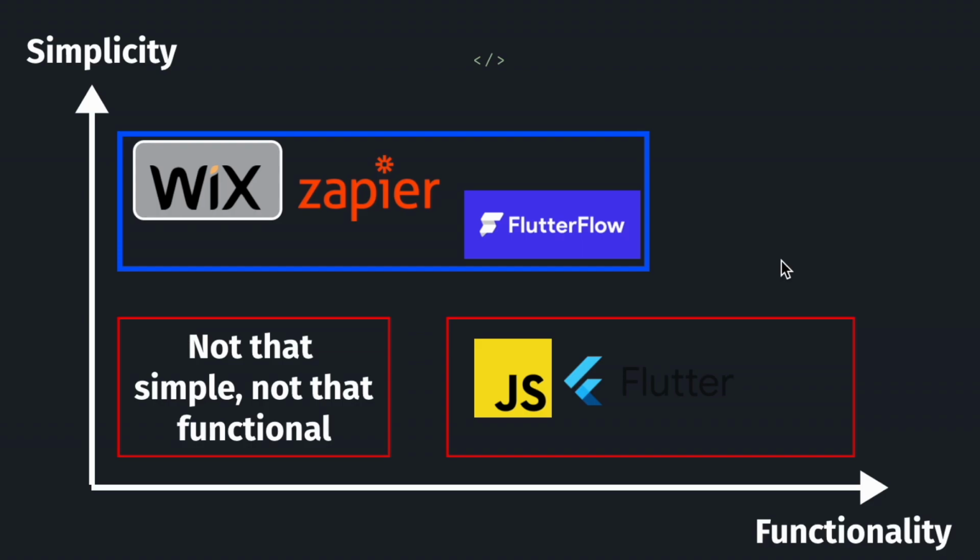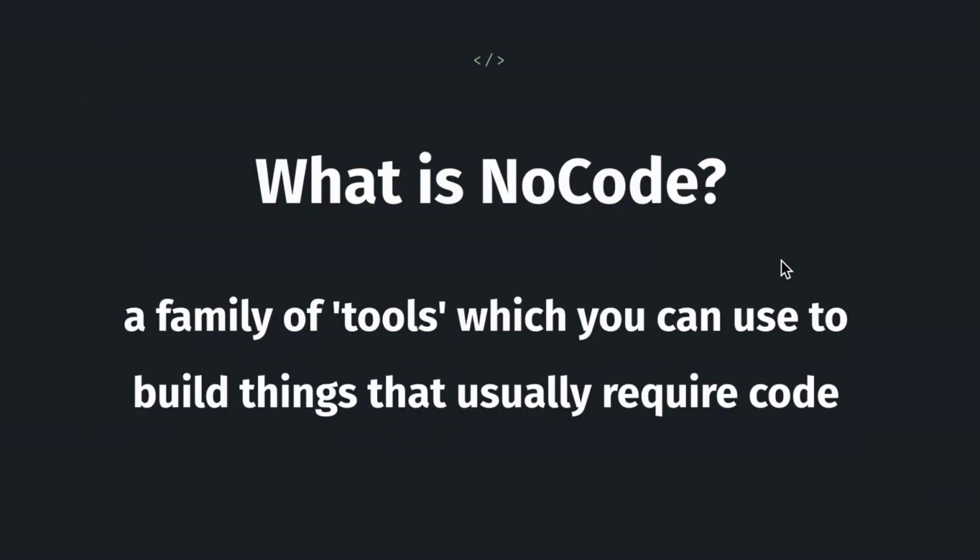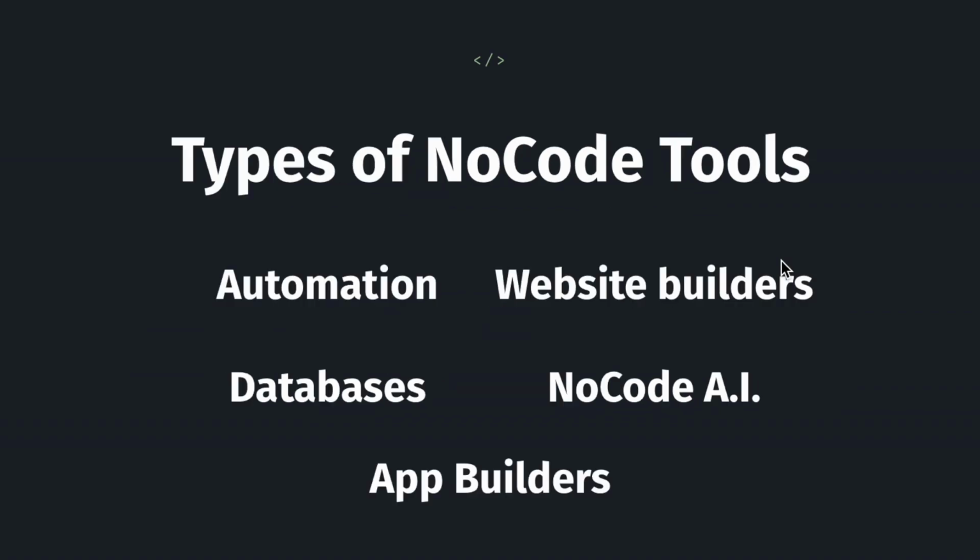So now, what is no-code? No-code is a family of tools which you can use to build things that usually require coding, and that are therefore not simple to create. There are different types of no-code tools. We have automation tools like Zapier, website builders like Wix, even no-code AIs or no-code databases like Airtable. And finally, also no-code app builders like FlutterFlow.